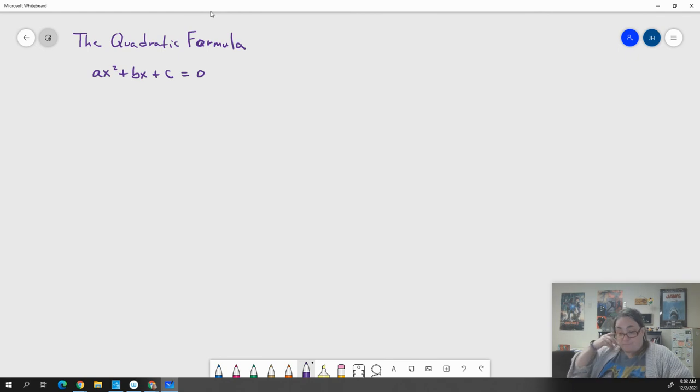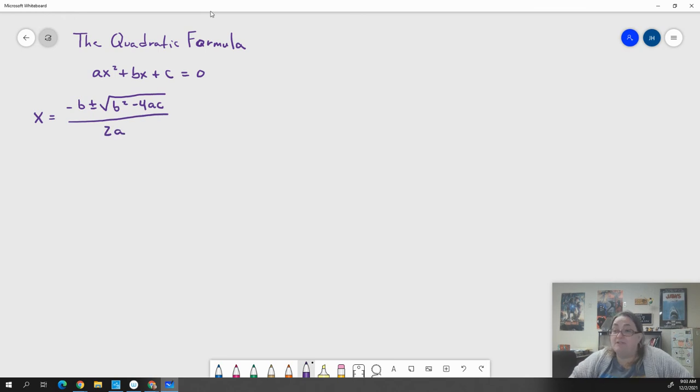The quadratic formula itself, when we're solving for that x, is x equals minus b plus or minus the square root of b squared minus 4 times a times c, all over 2 times a.